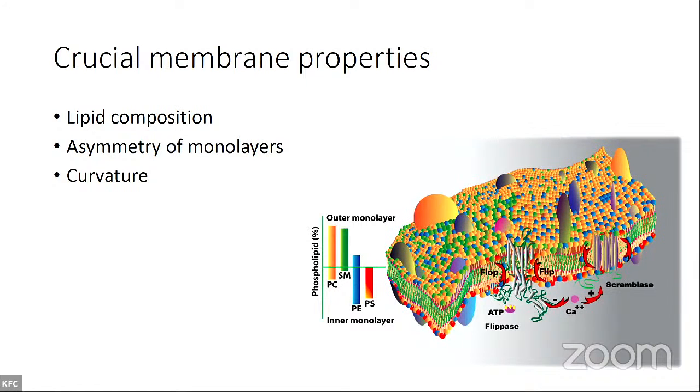What is crucial about the membrane properties is lipid composition, the asymmetry of monolayers, and the membrane curvature, and all these have to be taken into account if you want to think about the membrane as a druggable entity.